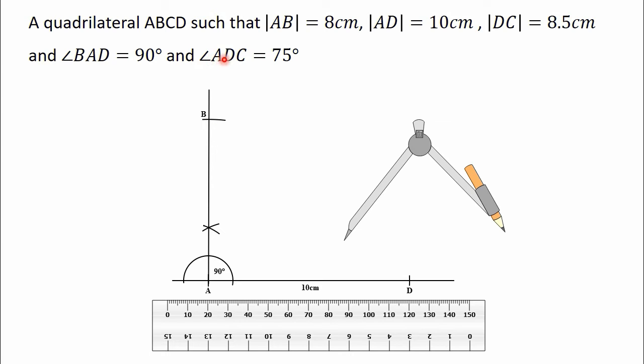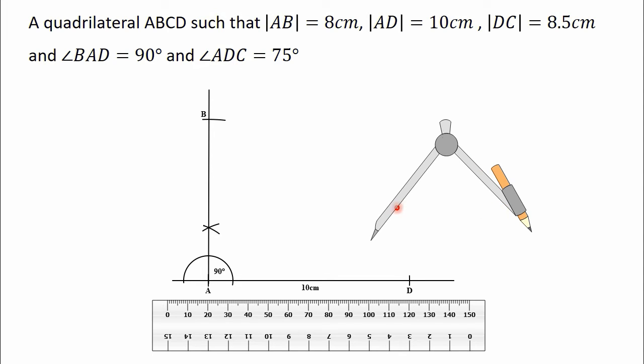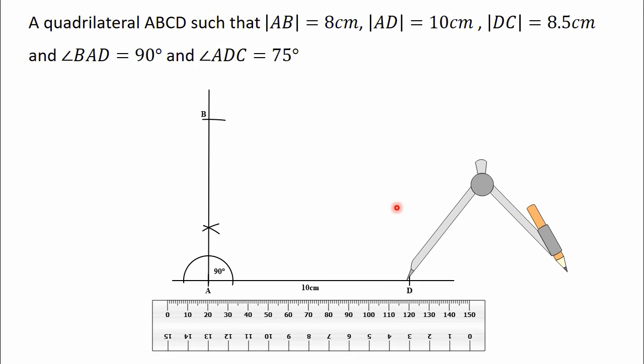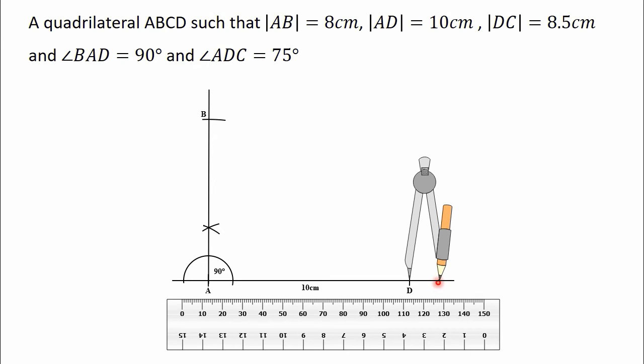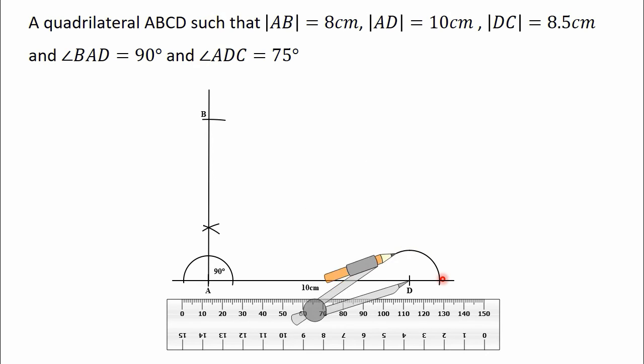We have been given angle ADC as 75 degrees. So we are going to construct a 75 degrees angle on point D. To do that, you pick the compass and you put the needle on point D. Then you adjust it a little bit. After that, you turn it and you construct a semicircle on the line AD using point D as the center.